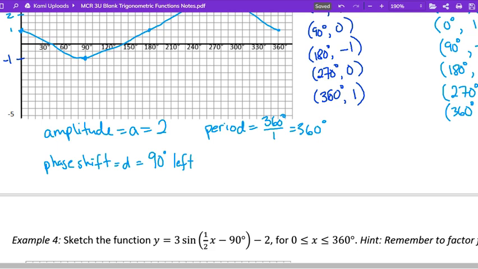What else am I missing? Period, we got. Central axis. So I've used A, K, D. Now I need to use C, right? So I know that central axis is y equals C. And so in this case, the central axis is at 1. And we kind of guessed that from seeing that the function was oscillating above and below 1.